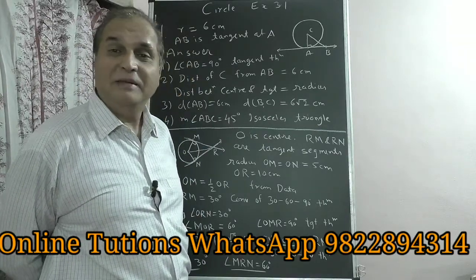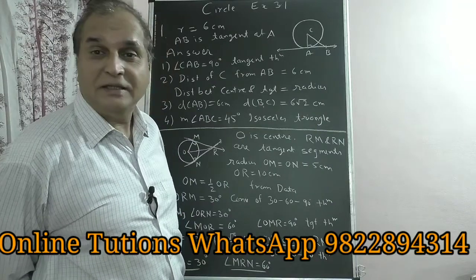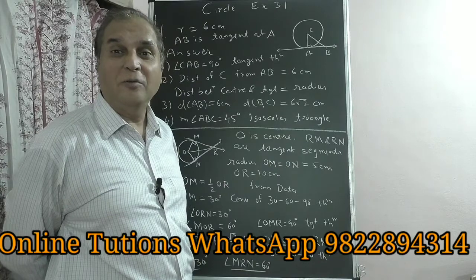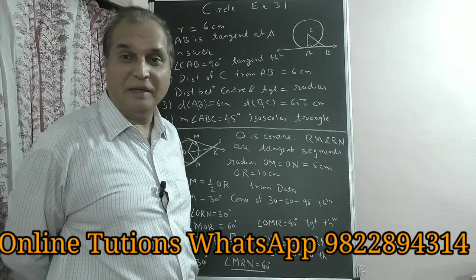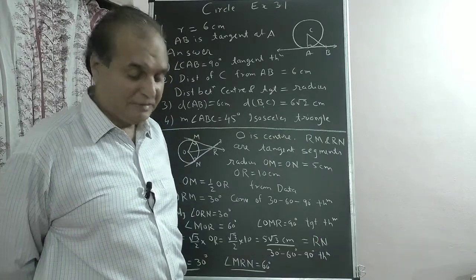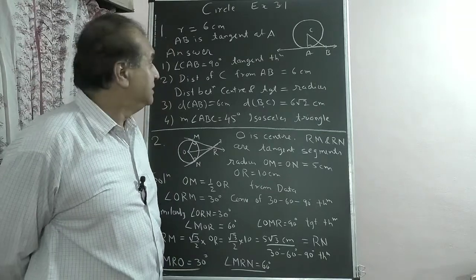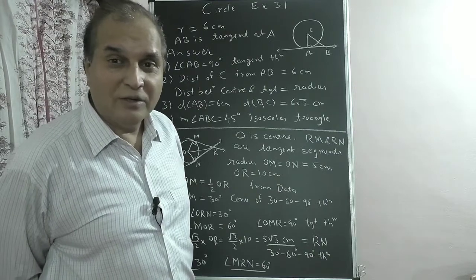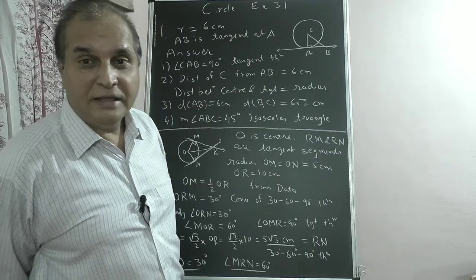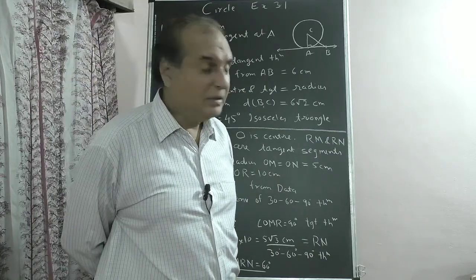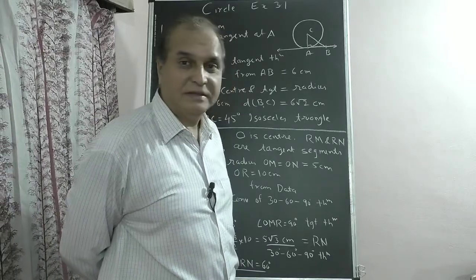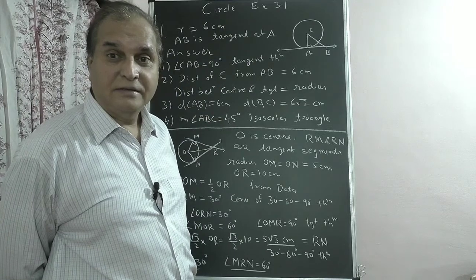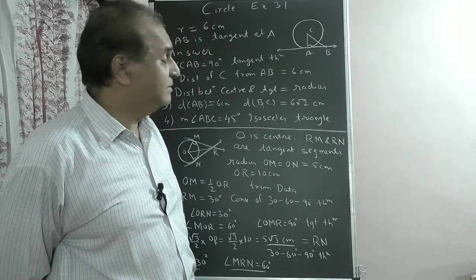Today I am starting with the third chapter of geometry, circle. I hope you have studied similarity and Pythagoras, right? Circle, basic things you know. Tangent is always perpendicular to the radius. It is the tangent theorem. And the tangent segments are equal in length. That is another theorem.